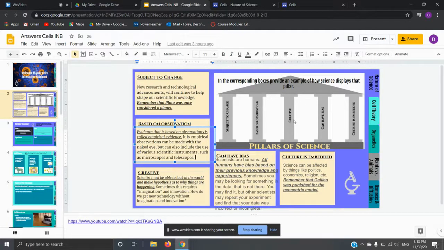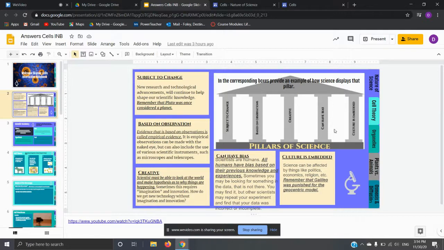Another pillar of science is creativity. Scientists must be able to look at the world and make hypotheses as to why things are happening. Sometimes this requires imagination and innovation. Think about, how do we get all this new technology? Do we use our imagination? Do we innovate in order to get the new technology?